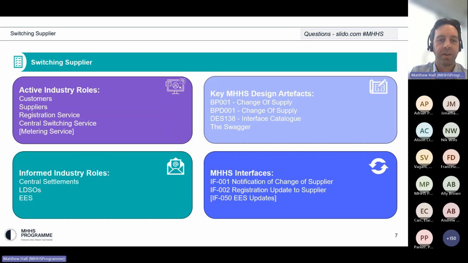On the right-hand side, you can see the key business process artifacts or business design artifacts that are involved in this, and the MHHS interfaces that are also key within these processes. And again, I won't be touching on IF50 because it's related to the MPAN creation event in this process.